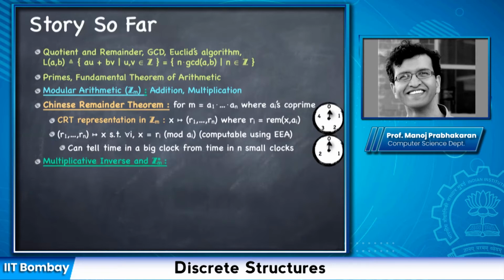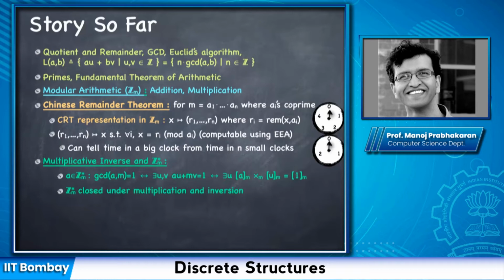And we talked about multiplicative inverses. In particular, we defined Zm star as the set of all congruence classes modulo m which admit multiplicative inverses, and these correspond to numbers which are co-prime with m. And Zm star has some nice properties. It's closed under multiplication and inversion.